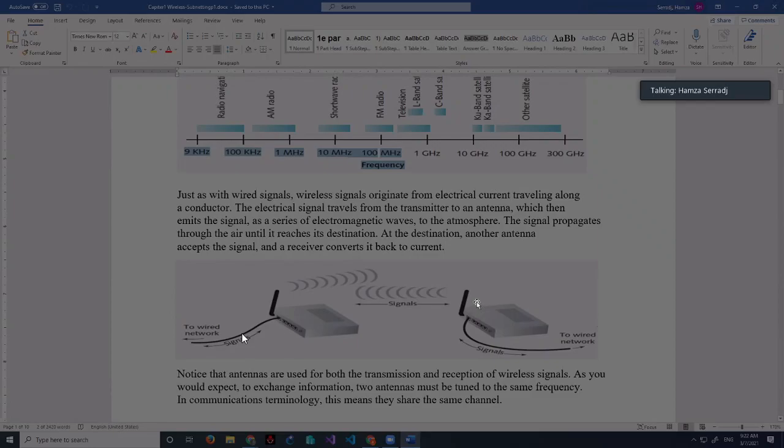Another antenna is going to catch that, and another device will reverse the signal to an electrical one, right? So basically when we are using Wi-Fi, you all know our computers still use electricity. Our CPU is not working with radio waves, it still works with electricity, right? So it's just a matter of the method of transporting data from somewhere to somewhere using waves.